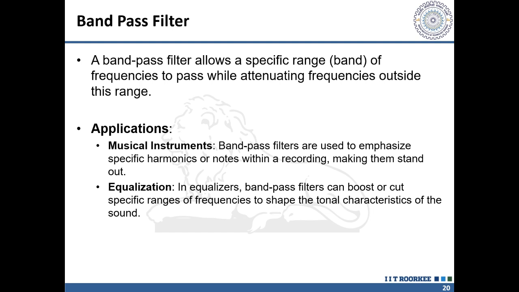So the band pass filter allows a specific band of frequencies to pass while attenuating frequencies outside of this range. So a band pass basically does both the things, cuts off the lower frequencies and the higher frequencies which are not needed. And this is very useful as we want one particular band of frequencies in our audio. So this is very much used in equalization and some musical instruments. Like if we need to apply certain filters in a number of instruments we are coordinating, we need certain band for certain musical instruments.